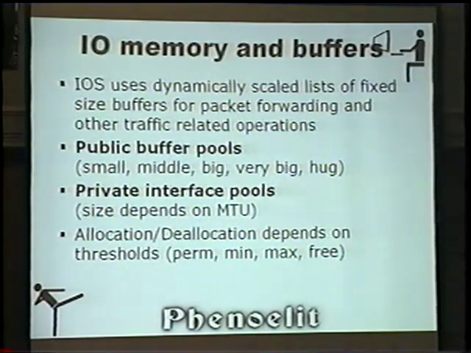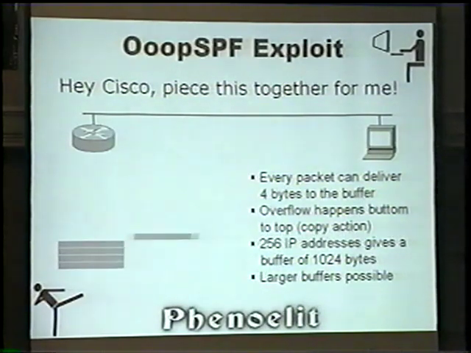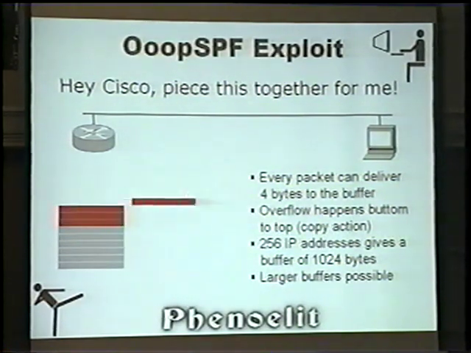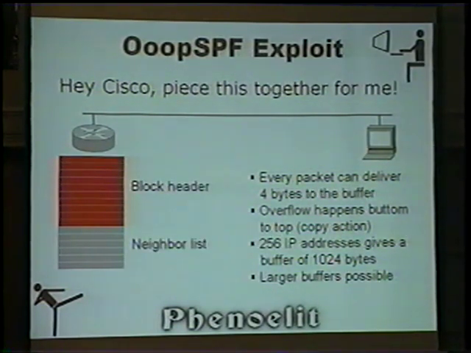Buffers in most operating systems like FreeBSD are fixed. Here they are dynamically scaled, but not very often. It has to be an exceptional traffic condition. So what we're doing here is like, dear Cisco, piece that together for me. We send over OSPF hellos and, well, kind of like puzzle together the same memory block thing we did before with router IDs. Works. So with every packet we're sending over, we got 4 bytes of buffer.